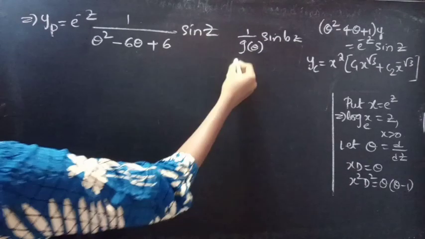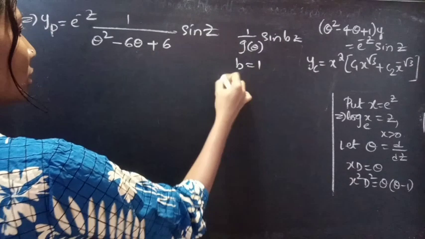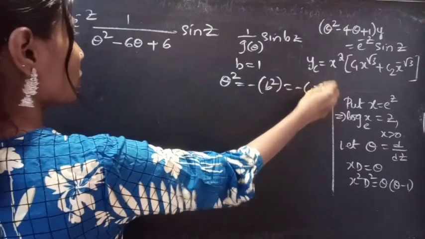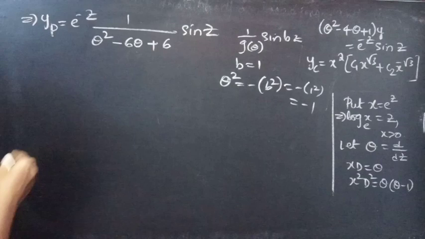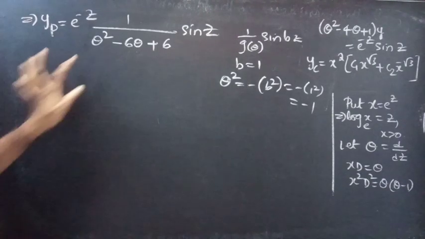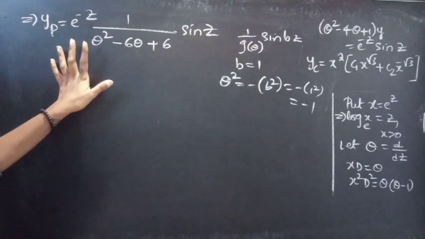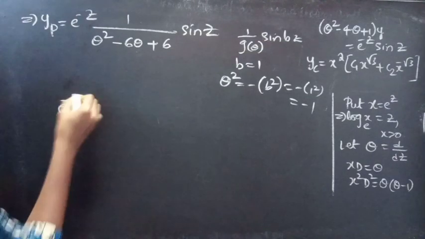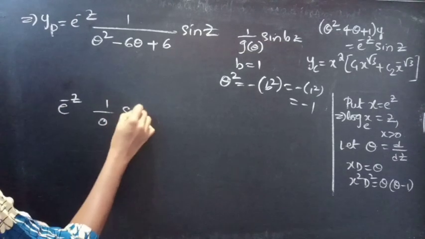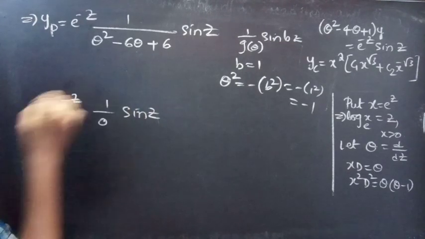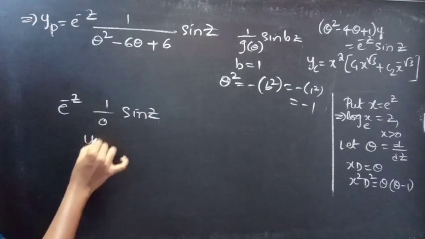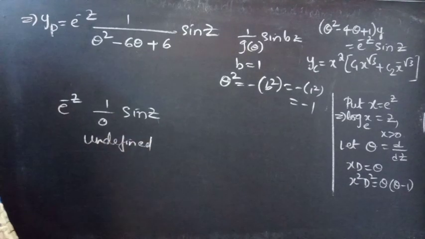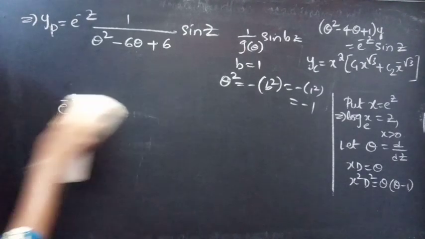Now for b equals to 1, find theta square, which is given by minus of b square, which is equal to minus of 1 square, which is minus 1. Now let's see what happens if we replace theta square by minus 1 in the denominator. The denominator must be non-zero. What happens if the denominator is 0? We'll get e power minus z into 1 by 0 into sine z. Since 1 by 0 is undefined, the total term becomes undefined. Right? Always remember that the denominator must be non-zero.